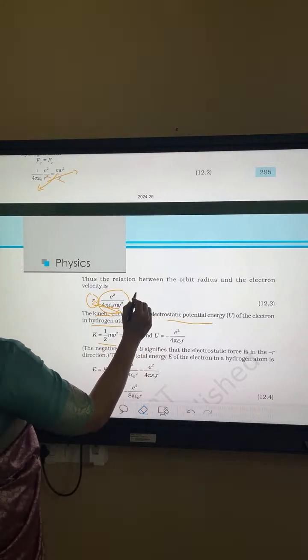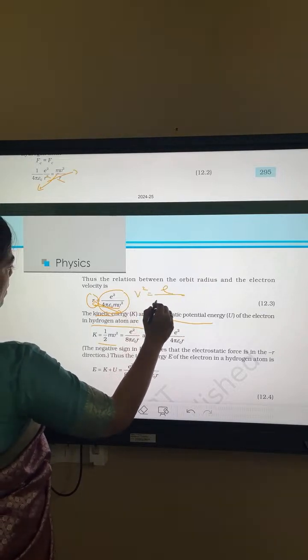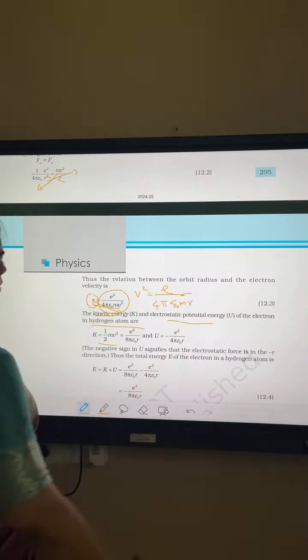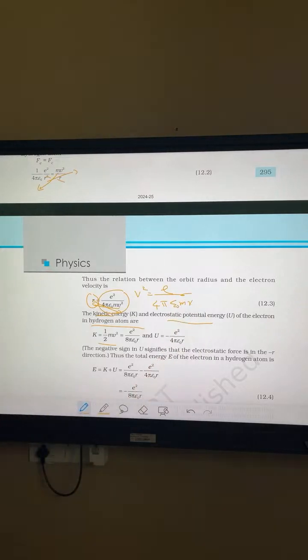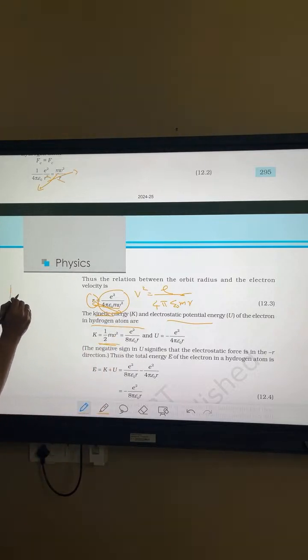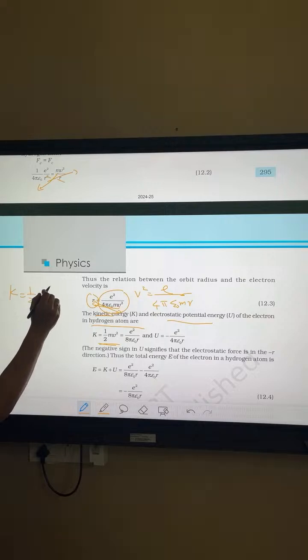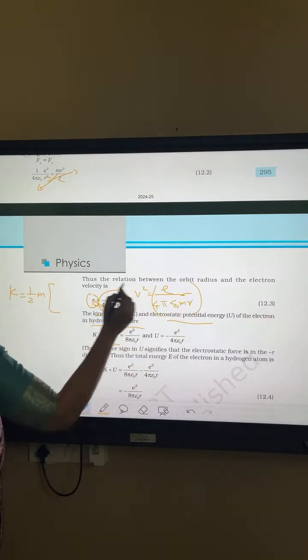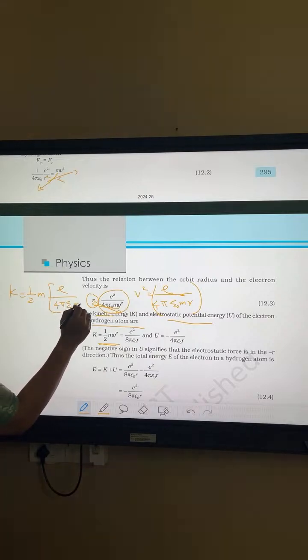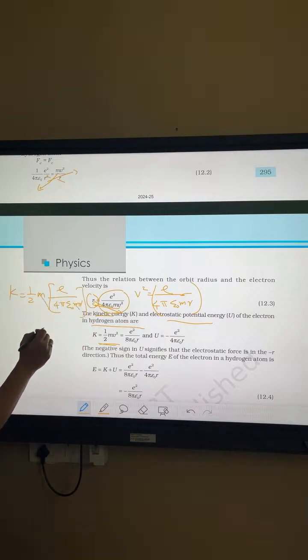Do exchange it. V square is equal to e square by 4 pi epsilon naught m r. Clear? So this is V square. What is kinetic energy? Kinetic energy is equal to half m V square. You just replace this V square, so m and m get cancelled. So kinetic energy is e square by 8 pi epsilon naught r.